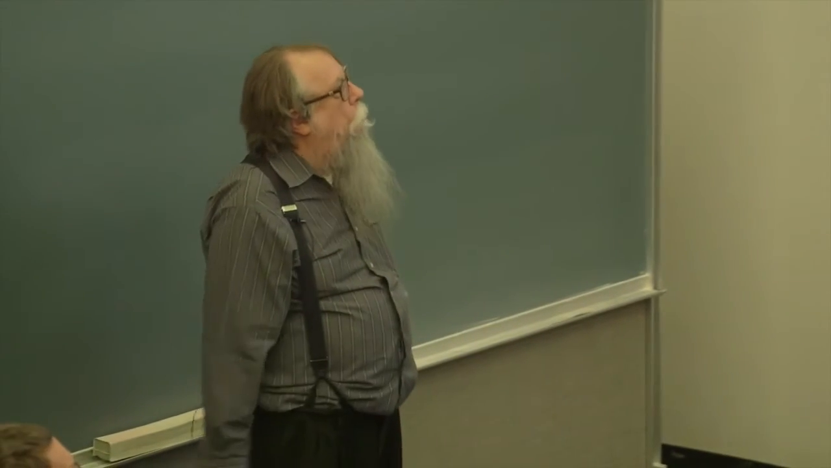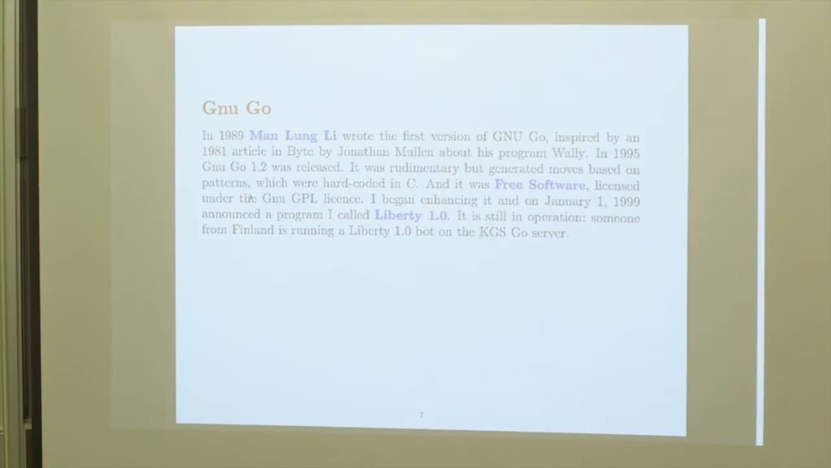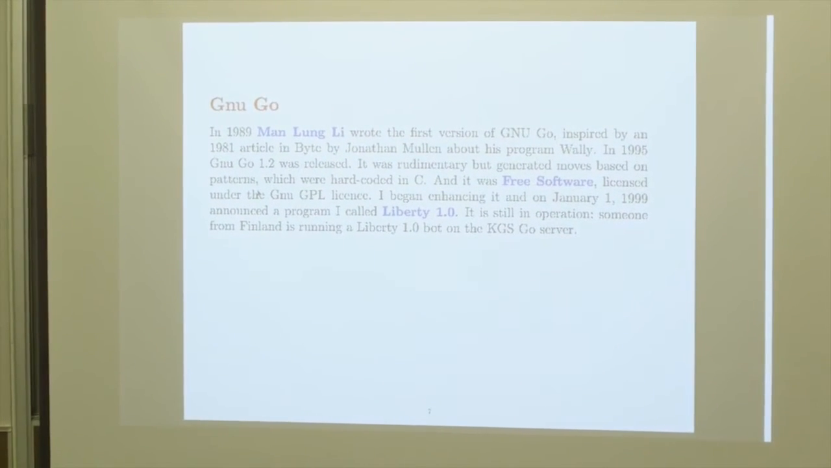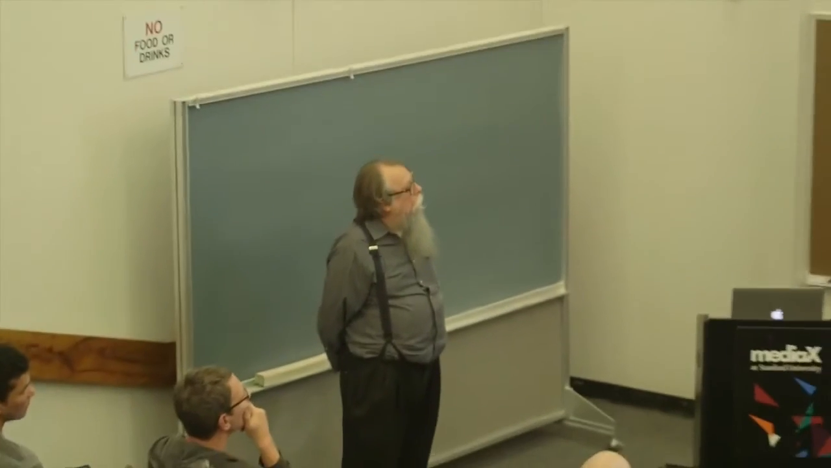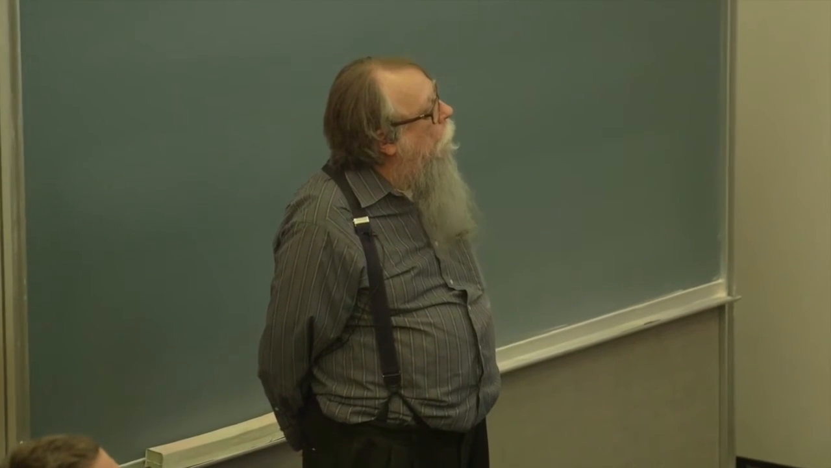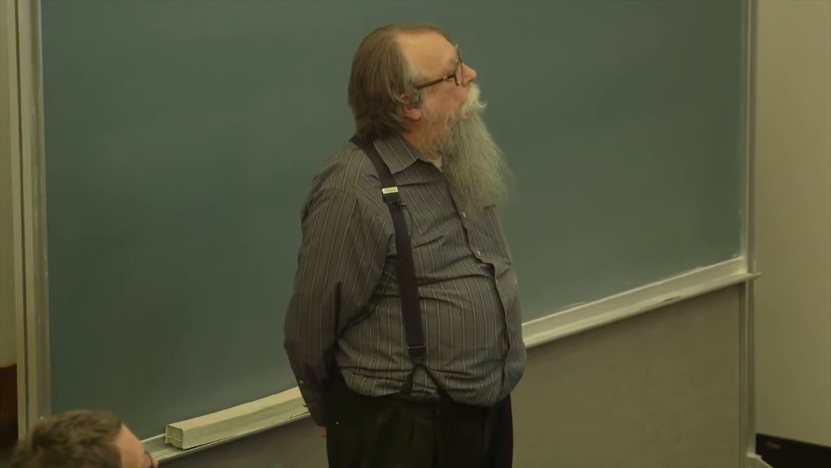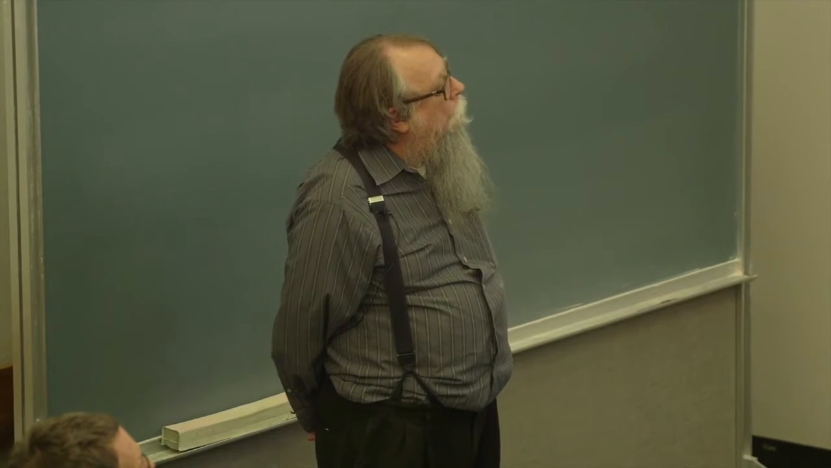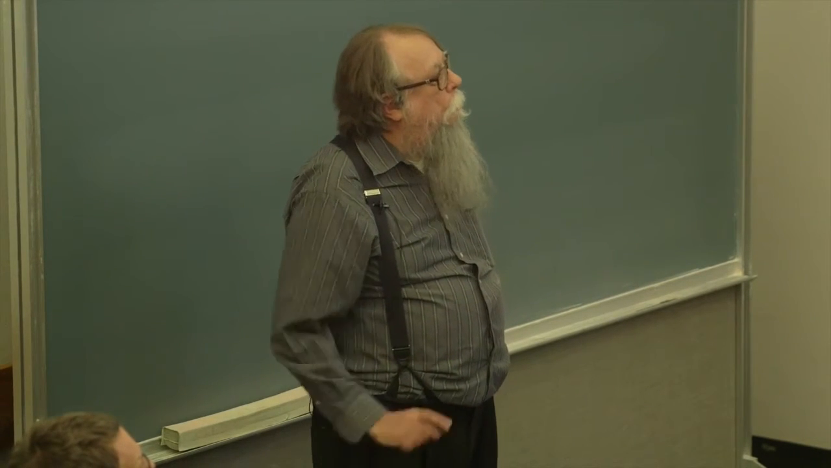So I'm going to talk about GNU Go for a little bit. There was an article in Byte magazine about a program called Wally by somebody named Jonathan Mullen, and Manlung Lee, who worked for Microsoft, took that and wrote a free Go program and got it made part of GNU, which means it was distributed under the GPL as part of GNU. Because it was open source, you could take it and you could start modifying it.